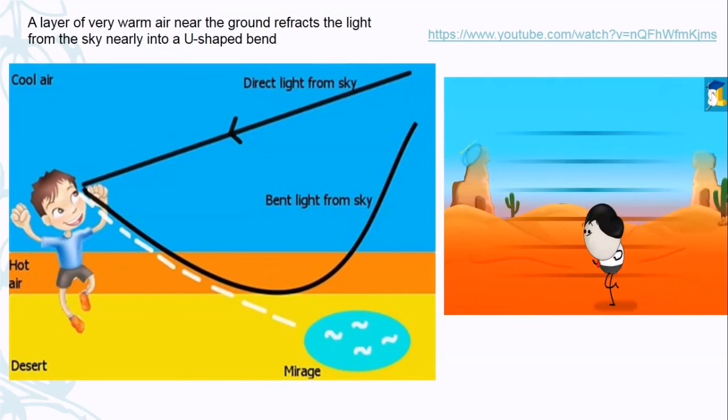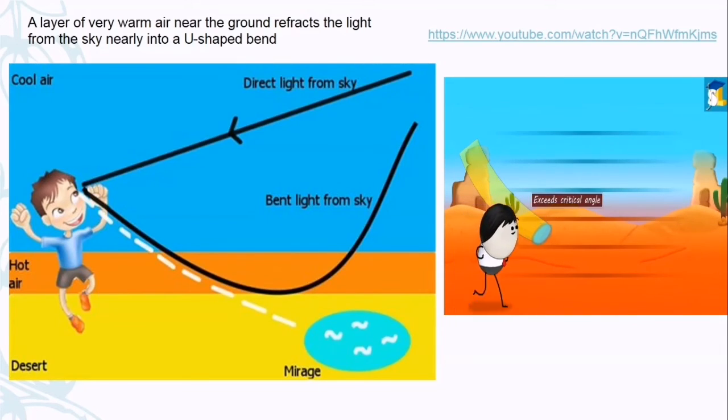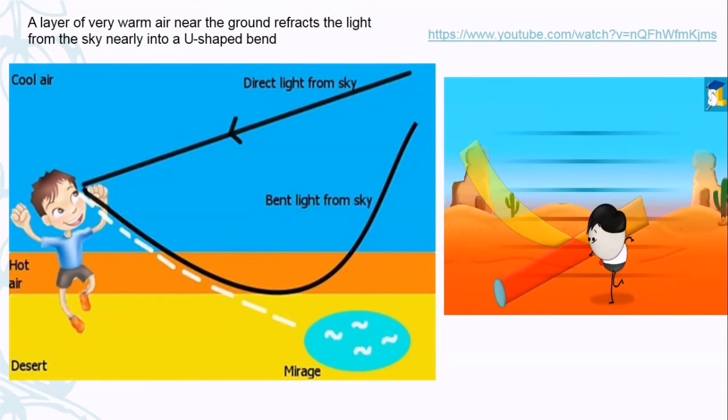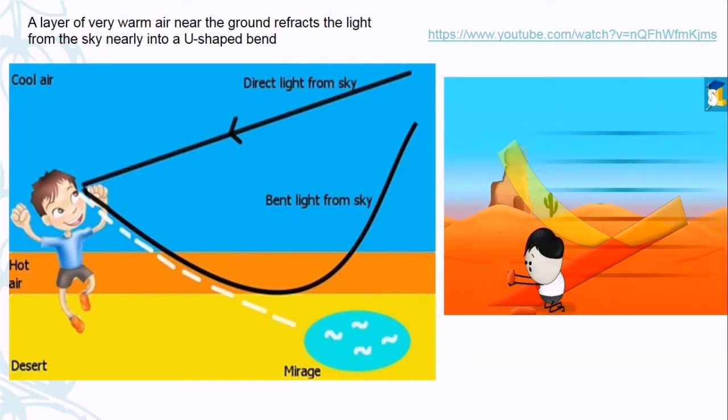Now, when light coming from the sky travels from denser to rarer media, it bends more and more until it exceeds the critical angle, that is, the angle beyond which light gets reflected. This phenomenon is called total internal reflection. When this reflected light reaches our eyes, we trace it backward as a straight line. Hence, the reflection of the blue sky appears on the ground, and our brain thinks that there is water, thus causing a mirage.